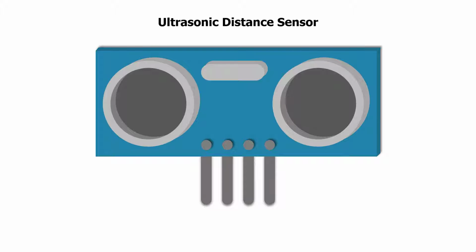Today we will be looking at the ultrasonic distance sensor. As the name implies, it uses ultrasonic sound waves to measure the distance of objects. This uses the same technology as sonar. If we take a look at the device, you will notice two metal cylinders. The left one is a speaker and the right one is a microphone.